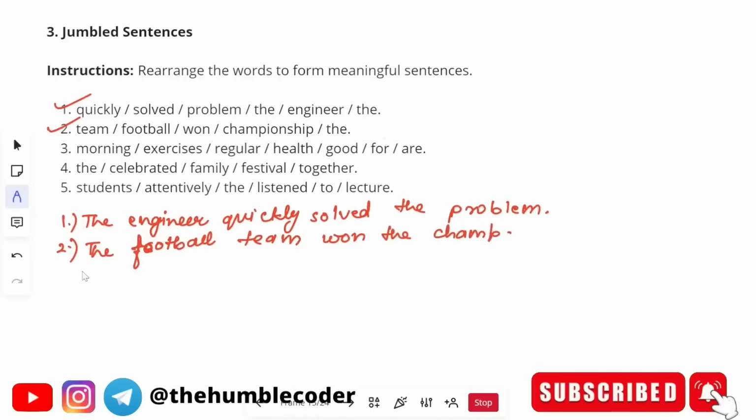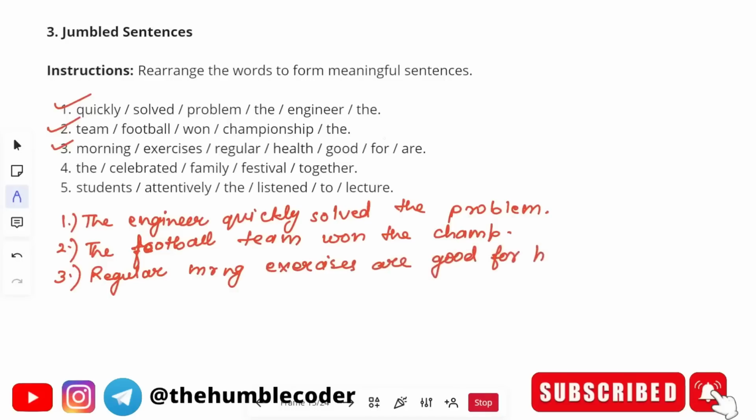Okay, won the championship. Let's move on to the next one now. Next one is, morning exercises regular health good for our. Okay, so the answer for this is going to be, regular morning exercises are good for health. Okay, so this is the correct answer for this one. Let's move on to the next one.